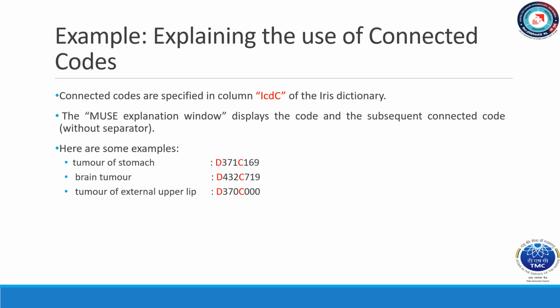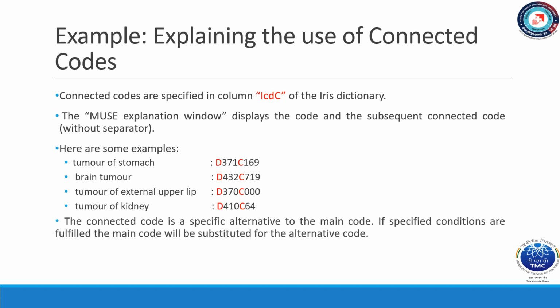Then tumor of external upper lip with the connected code D370C000, followed by tumor of kidney represented as D410C64. Here, one needs to understand that the connected code is a specific alternative to the main code. If specified conditions are fulfilled, the main code will be substituted to the alternate code.